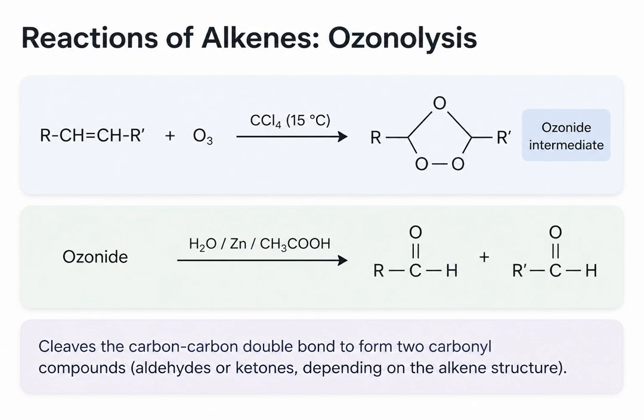Ozonolysis is a powerful analytical and synthetic tool. By reacting an alkene with ozone in carbon tetrachloride at low temperatures, an intermediate called an ozonide is formed. When this ozonide is hydrolyzed using zinc dust and ethanoic acid, the original carbon-carbon double bond is completely cleaved. The result is two separate carbonyl compounds. Depending on the substitution of the original alkene, these products will be either aldehydes or ketones.